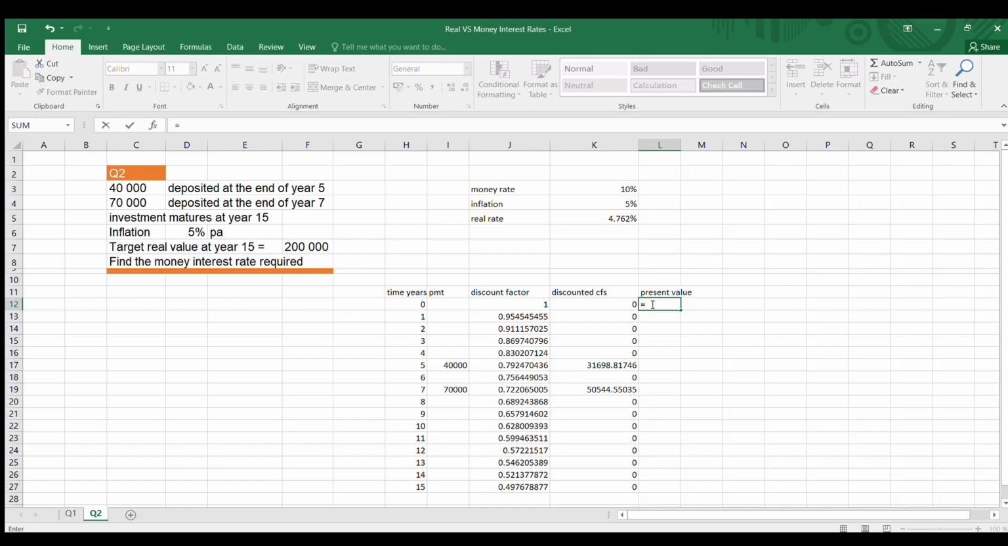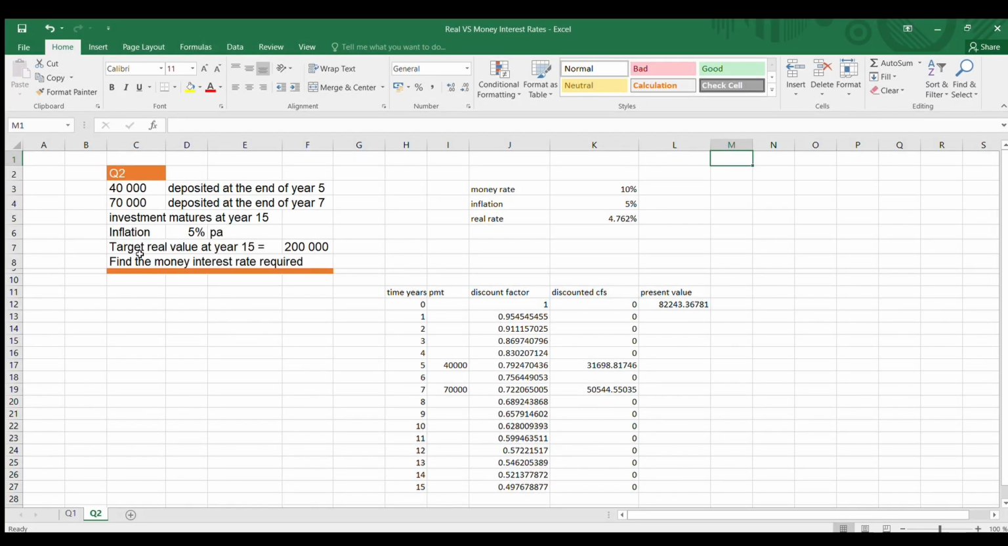In this case, it's just at time t equal to 0. So that is equal to the sum. I'm going to add all my numbers up, and this is my present value. But notice here, the question says the target real value at year 15. It didn't ask for the time value of money at time 0, but at time 15.